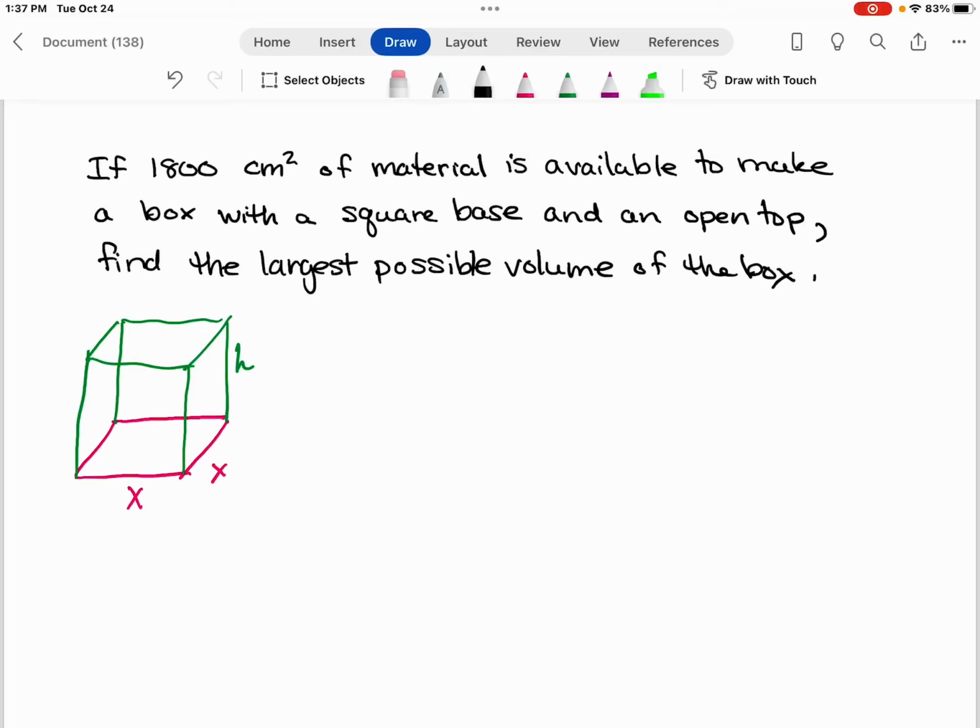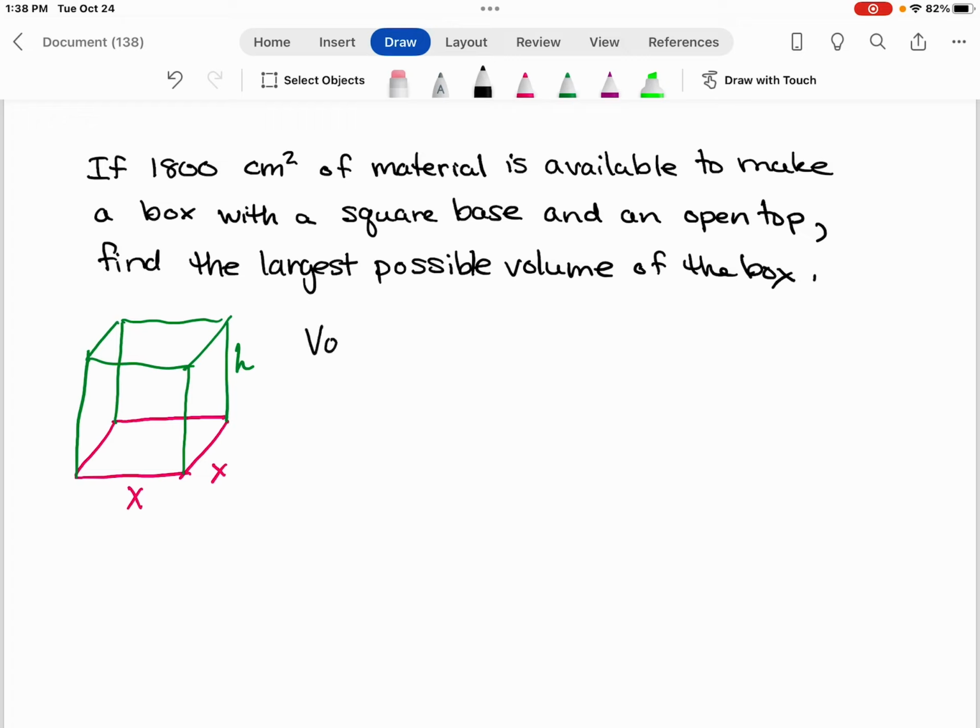If 1800 centimeters squared of material is available to make a box with a square base and an open top, we're going to find the largest possible volume of the box. So, since we need to maximize the volume of the box, we need to come up with an equation for the volume, and that's what we're going to take the derivative of.